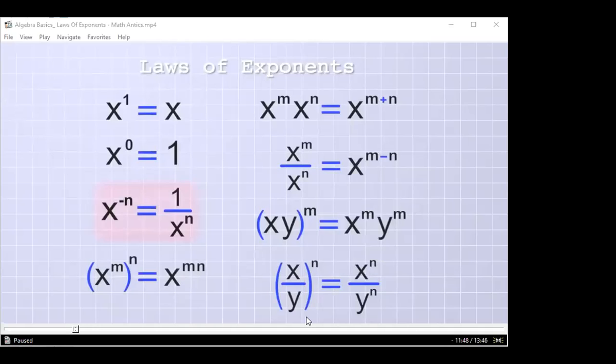Then you can notice here that you have 3 rules with the parentheses. Who will say them to me? I have 3 specific rules with parentheses. Which are the 3 rules?